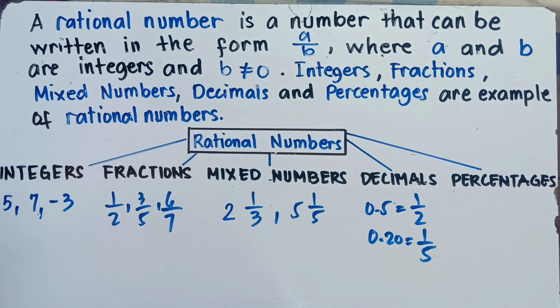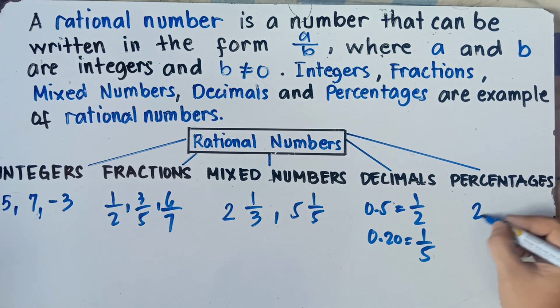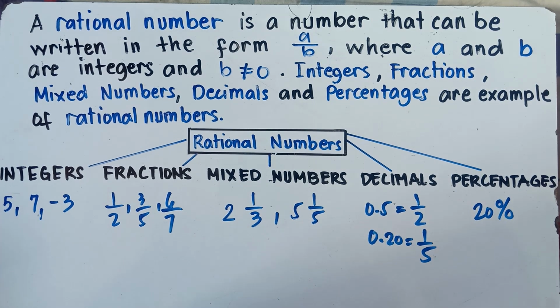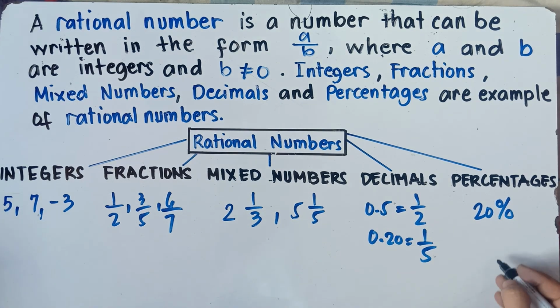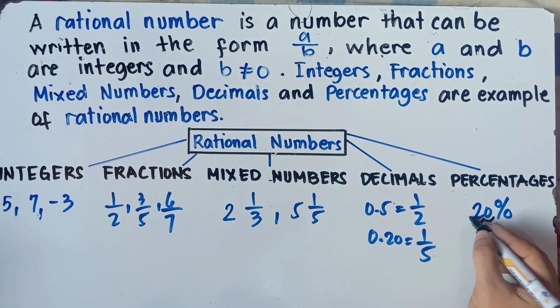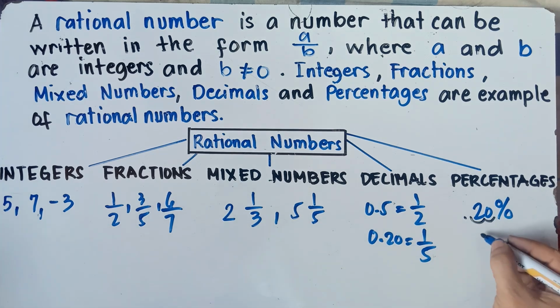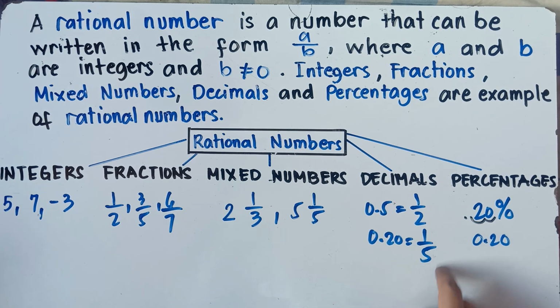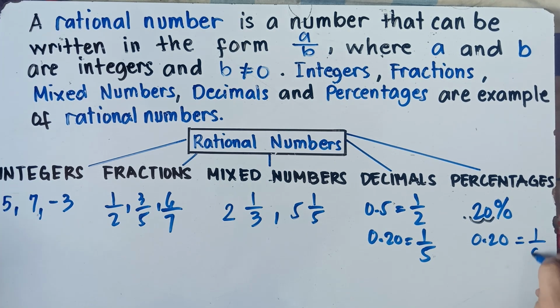Alright, so let's talk about percentages. Example of percentages, that would be 20%. Now, why do we call this one rational number? Because we can convert percentages into decimal and we can convert percentages into fraction, right? 20%, if we convert this one into decimal, just simply move the decimal point right to left twice, 1, then 2. So this will be 0.20. Now, 0.20, class, in fraction, that would be 1 over 5, right? We just converted decimal a while ago into fraction, and the answer is 1 over 5.